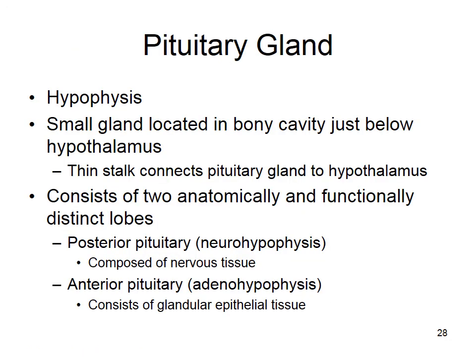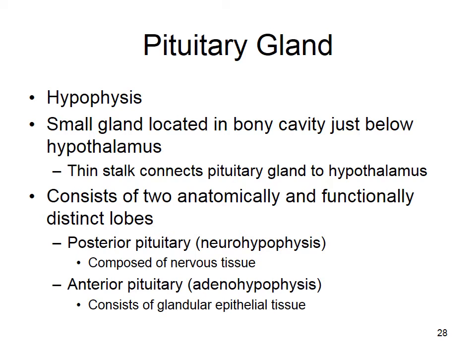So we're going to spend a lot of time talking about the pituitary gland. We're going to go into the most depth when we talk about the pituitary gland for the endocrine system. So don't worry that we're going to go into this much depth for every endocrine organ. We're going to talk in detail about the pituitary gland. It's also known as the hypophysis. And it is located in the bony cavity just below your hypothalamus, and it's directly connected by this thin stalk. And your anterior and your posterior pituitary are anatomically and functionally distinct.